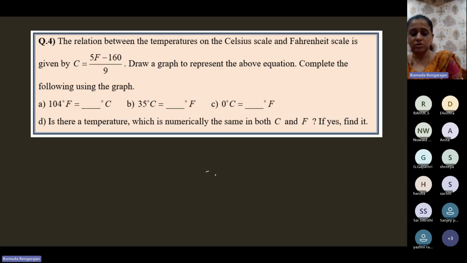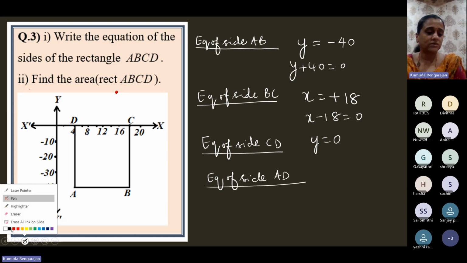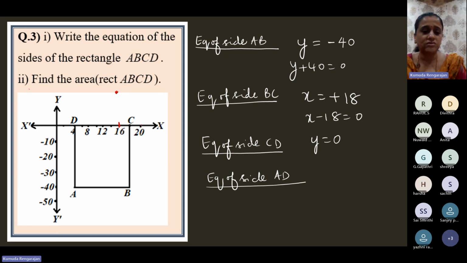And then equation of side AD. And yeah, this is 18 children. See, this is 2, 4, 6, 8, 10, 12, 14, 16, 18, 20. So this distance is 18 units.